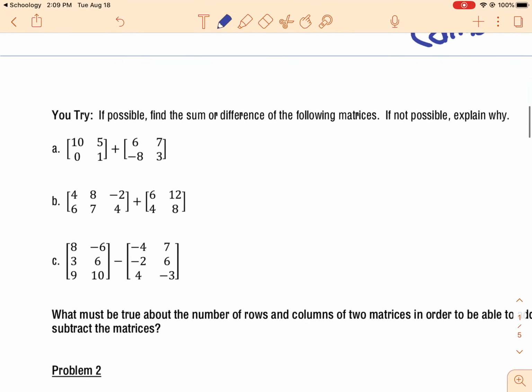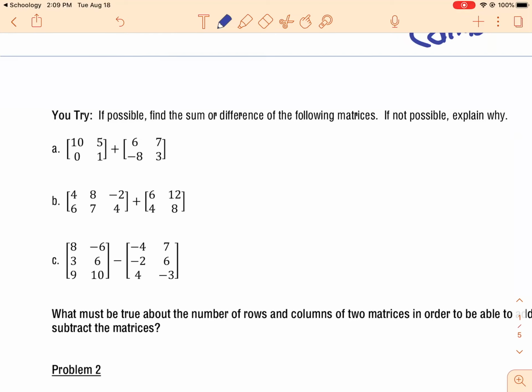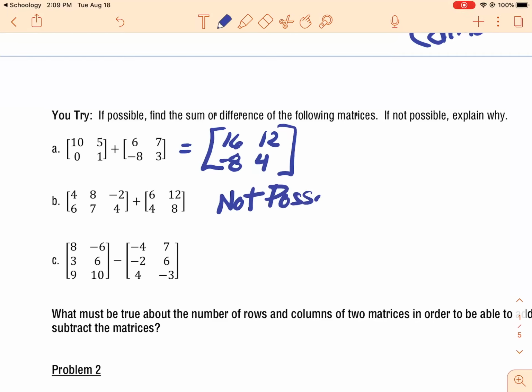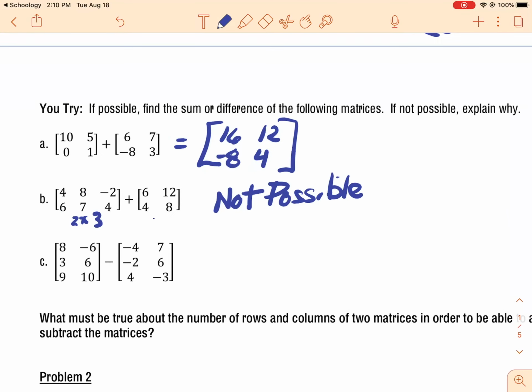So take a look at these 3. If possible, add them together. If not, just write not possible. Go ahead and pause me and we'll check the answers in a second. With A, you should be getting 16, 12, negative 8, and 4. With B, that's not possible. If you look at the dimensions, this was a 2 by 3, this was a 2 by 2, so they're not the same, so you can't add them.